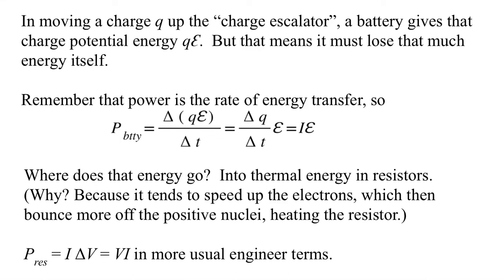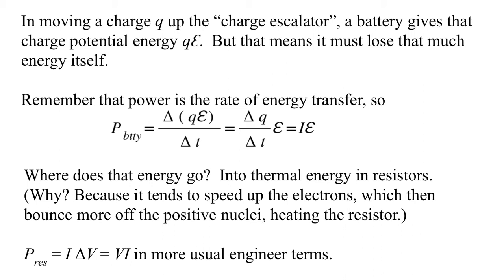Today's topic is power in circuits: how it develops, where it comes from, and how it gets dissipated. In moving some charge Q up the so-called charge escalator, a battery gives that charge some potential energy QE, where E is the EMF of the battery. That's the definition of the EMF, in fact. It comes down to the potential difference, and potential difference times a charge is an energy. But that means the battery must lose that much energy itself.